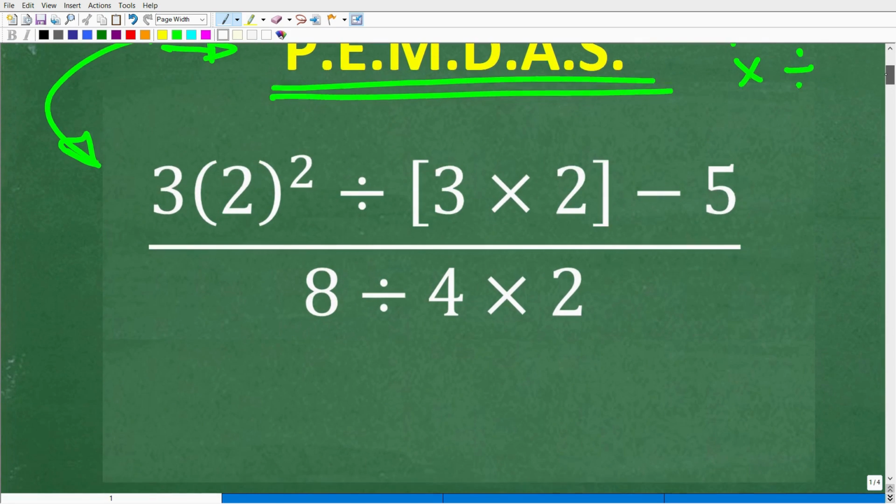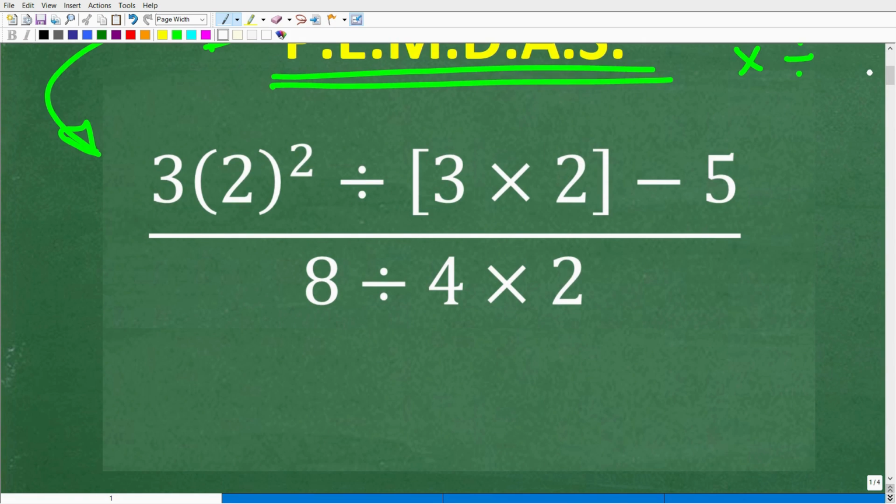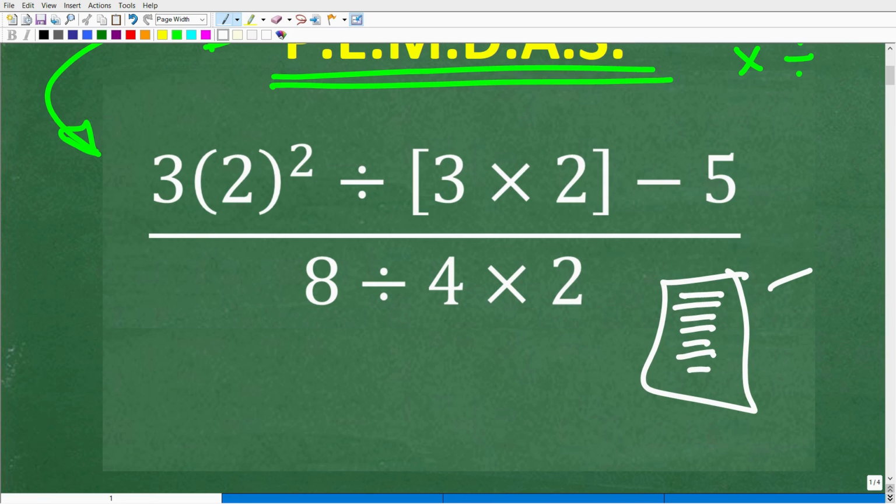All right, so one more time, here is our problem. And this problem is going to require a considerable amount of steps. So if you really want to check your understanding for the order of operations, take out a piece of paper and a pencil and just take your time with this problem and see if you can get the right answer.